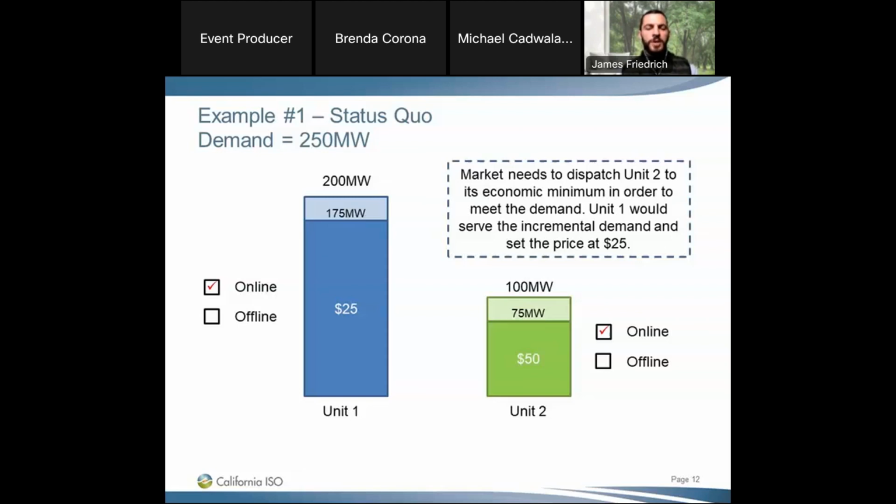Now, because unit 1 is the cheaper resource compared to unit 2, both units have 25 megawatts of operating range left with which incremental demand can be served. So if we were to need an incremental unit, we would get it from unit 1, and unit 1 would set the price at $25. So this is, again, a repeat of the example from the first workshop.